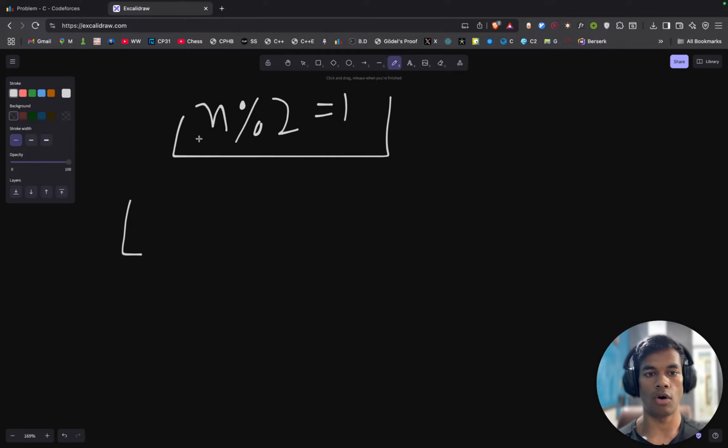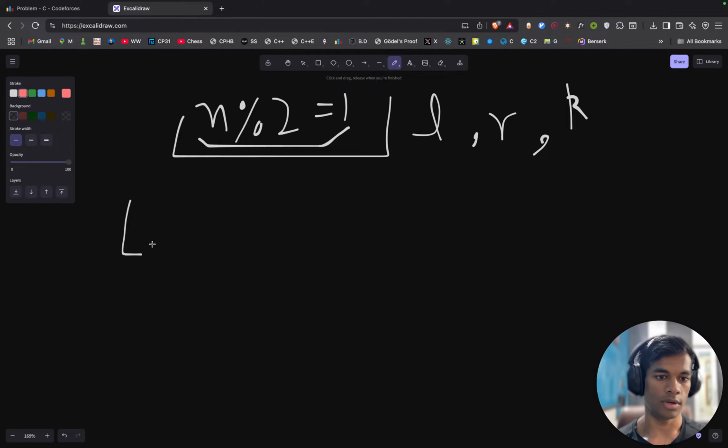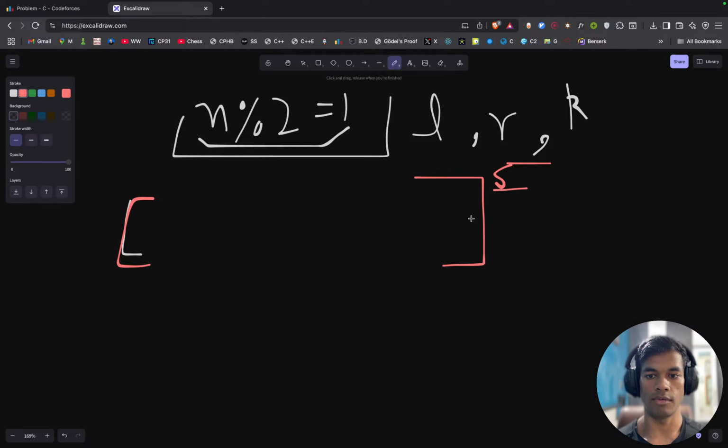And if n is odd, then the solution is pretty easy. I have L, I have R, and I have to return the kth element. Let's say n is 5, which is odd, and L is equal to 3, R is equal to 5, and K equals 4. So the smallest element I can take is 3, and the largest I can take is 5.